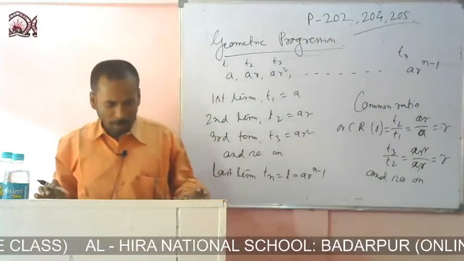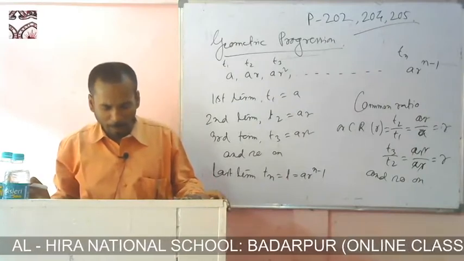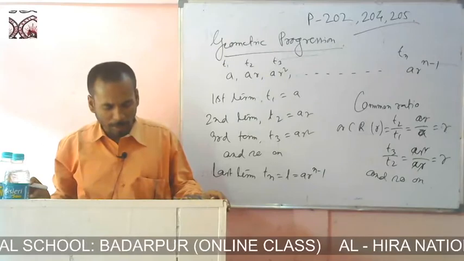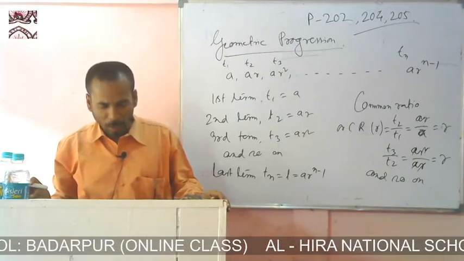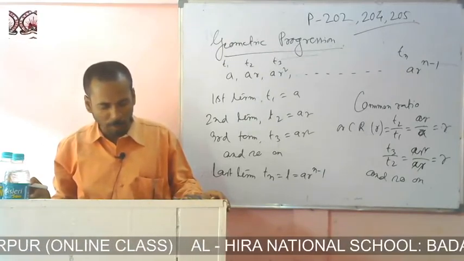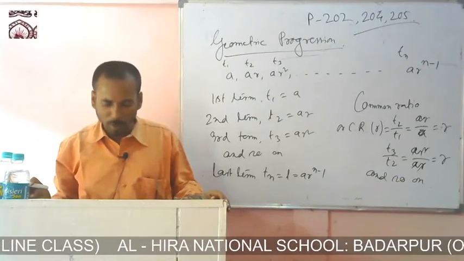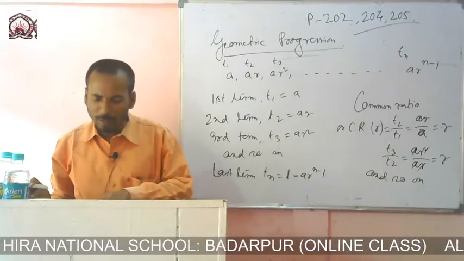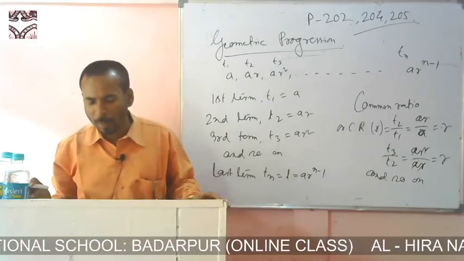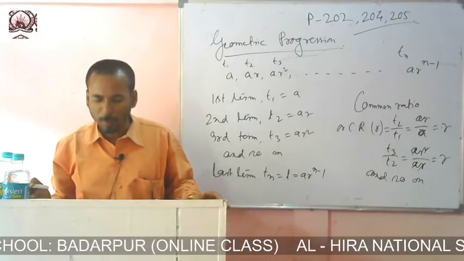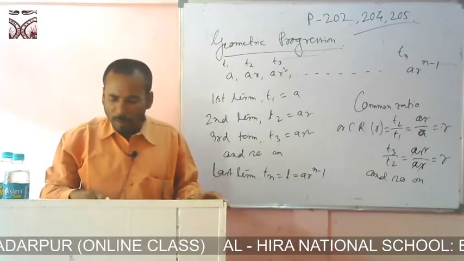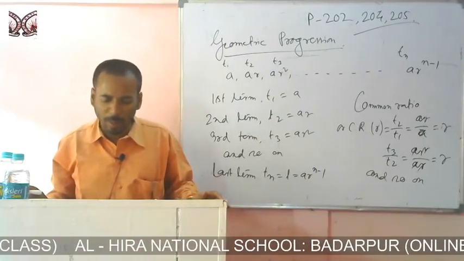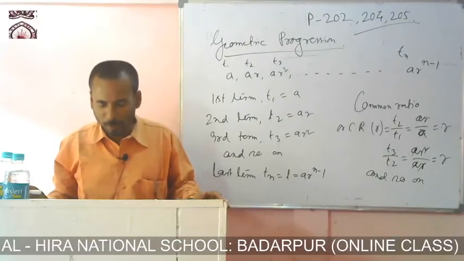Property 1: if the terms of a GP are multiplied by a non-zero number, then the resulting sequence is also in GP, and the common ratio of the new GP is the same as that of the original. Property 2: if the terms of a GP are divided by a non-zero number, then the resulting sequence is also a GP and its common ratio is the same as that of the original GP.